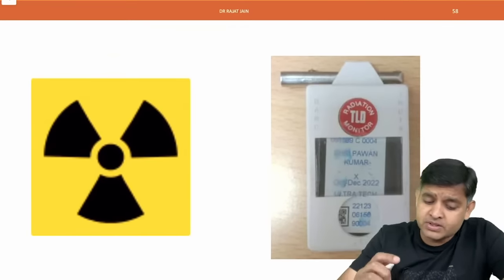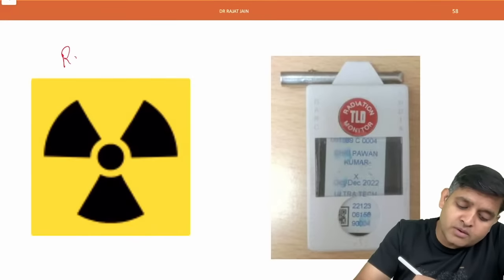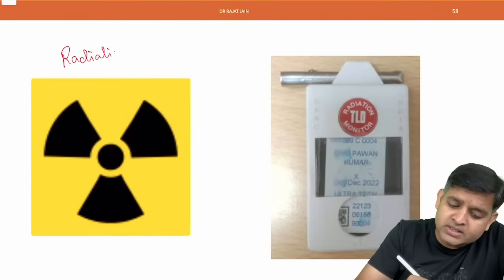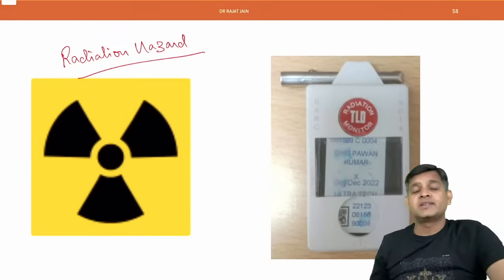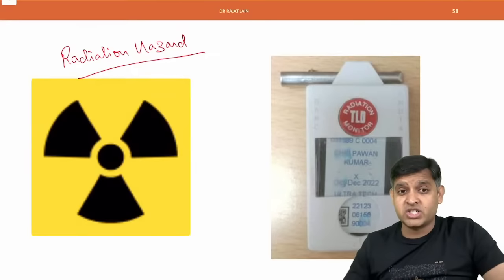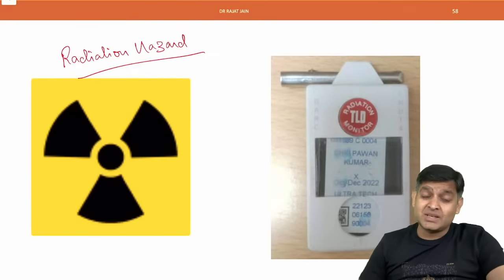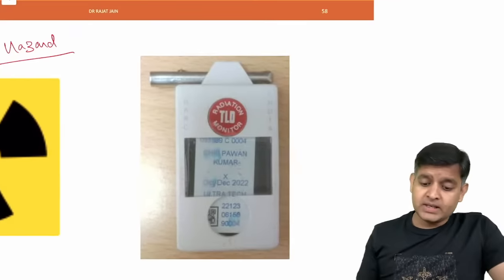Remember these two names. This is a symbol of biohazard, or in radiology, we call it radiation hazard. That means wherever we are using radiology equipment which is giving radiation, this symbol has to be placed.